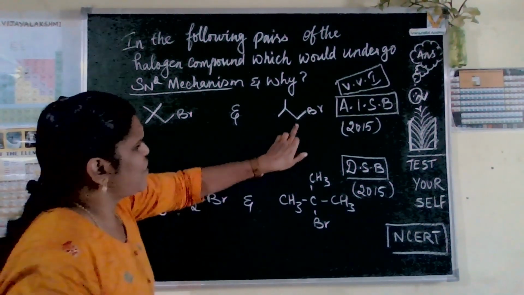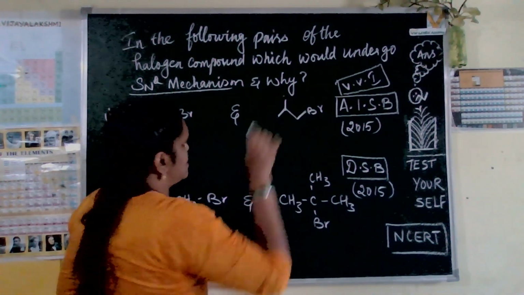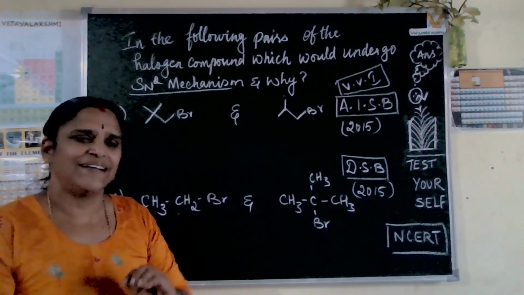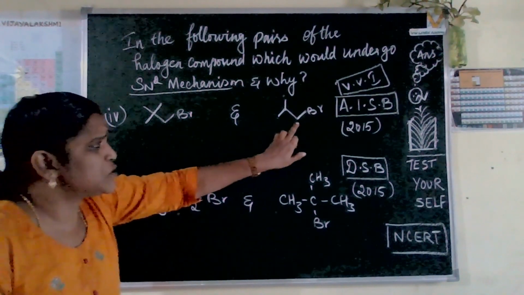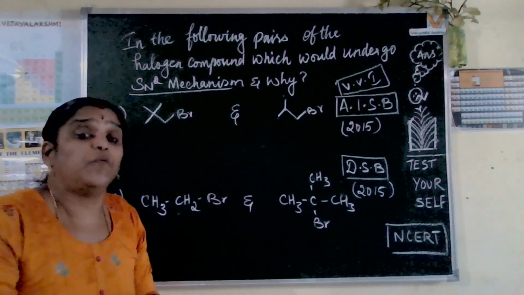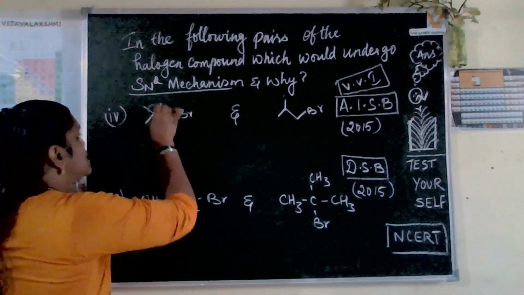The same way, here the carbon is connected with two CH3. Now, which will react faster? It is a slightly higher level question. Of course, 100%, this one also has CH2 and this also has CH2. But among them, which has more steric hindrance? This one has more steric hindrance.